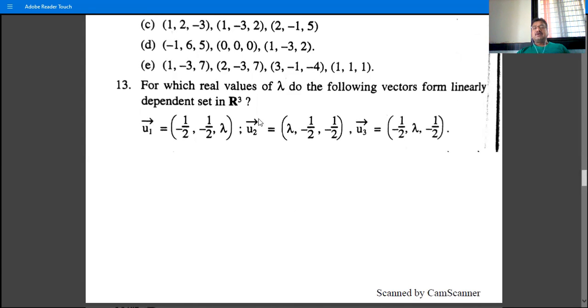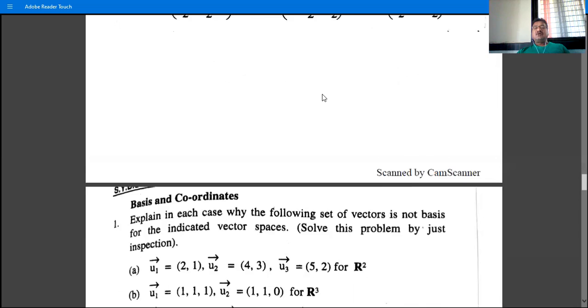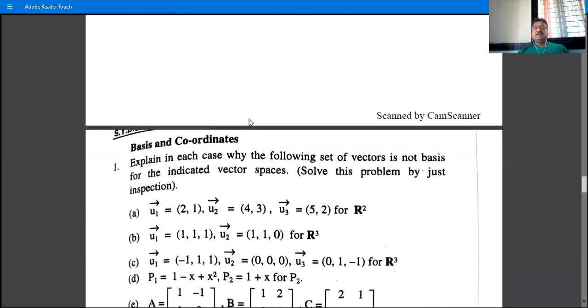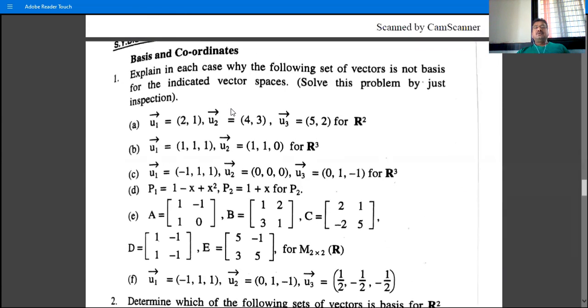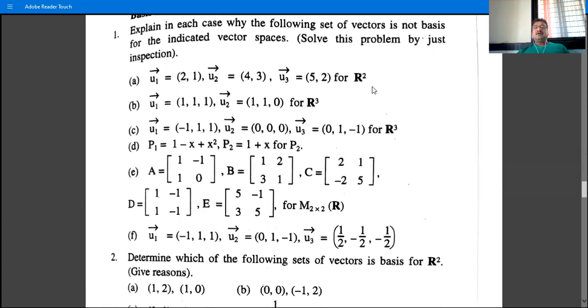This problem is to find the values of alpha and lambda so that u1, u2, u3 are linearly dependent. The answer of this problem is already given in the previous lecture. So explain each of the following cases where the set is not a basis for the corresponding vector space.